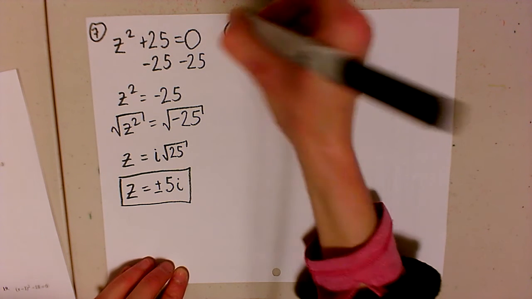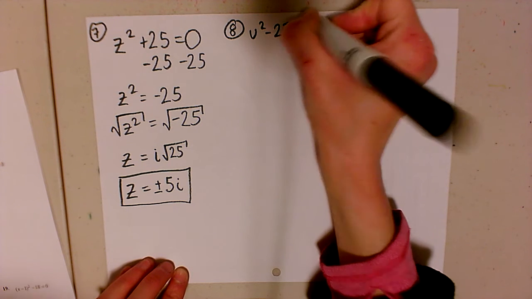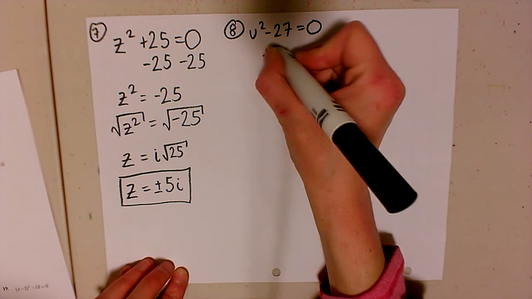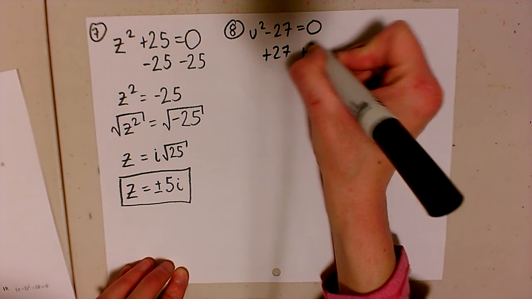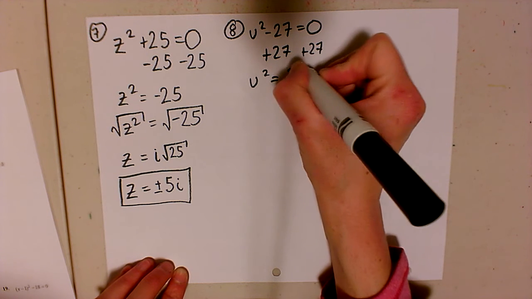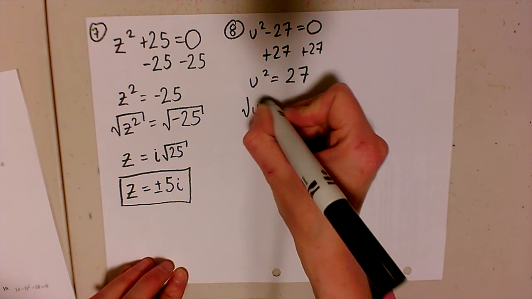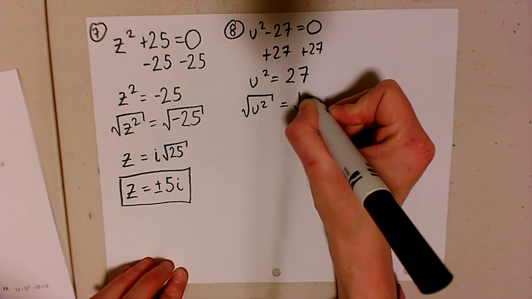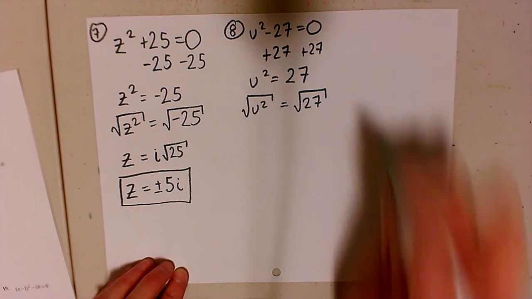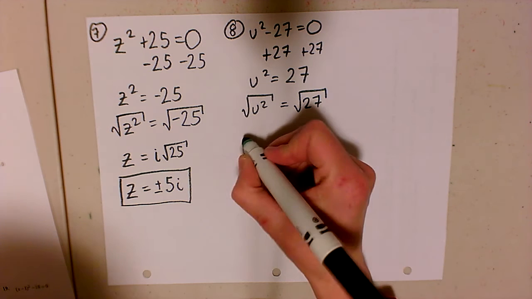Number 8, we have u squared minus 27 is 0. Okay, so we'll move the 27 over. And so now we have u squared equals 27. And so we can go ahead and take the square root of both sides. Now this one is a little different than all the other examples we've done so far, because 27 is not a perfect square. But we still would break it down.